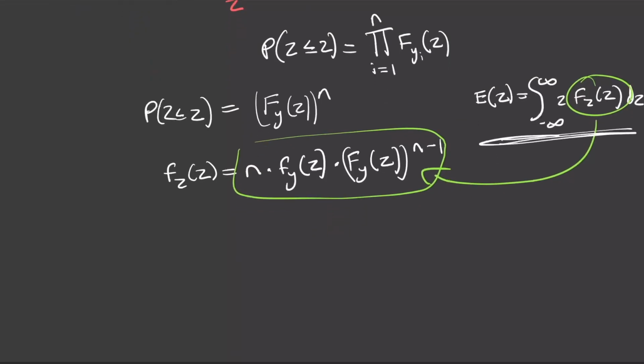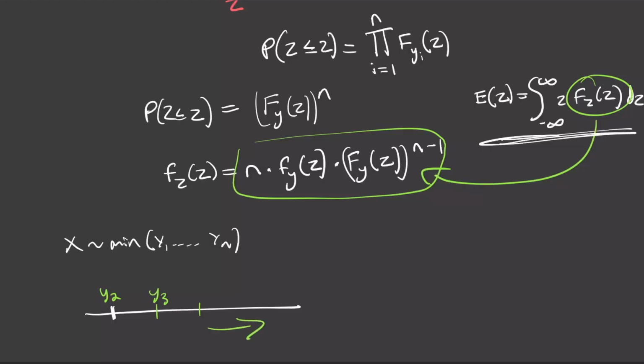Now again, exact same story for the minimum. Let's have a be the minimum of y1 all the way up to yn. Actually, let's just have this be x. So if x is the minimum, right, it's going to be somewhere down here, the minimum out of all of our variables. So maybe it's y2, and then we have all the other ones some point ahead of it. And again, they're all identically distributed.